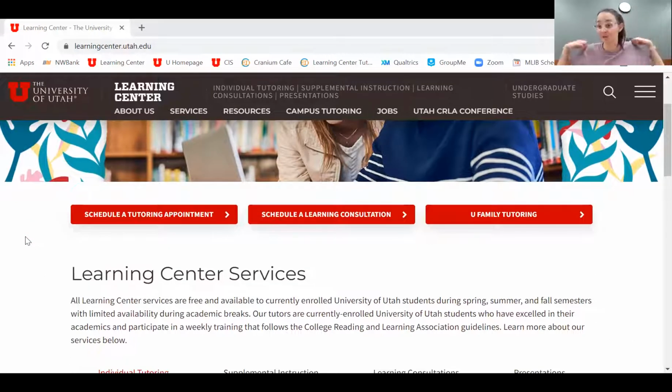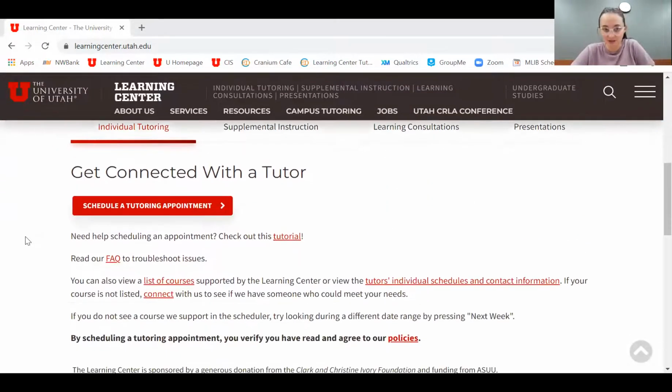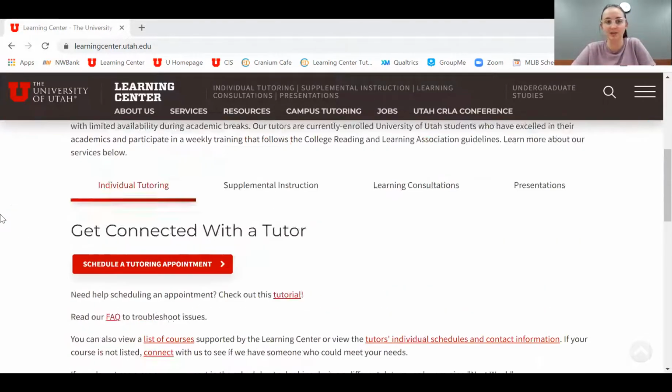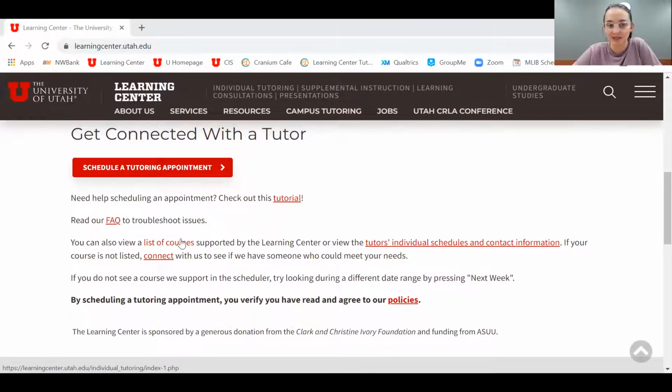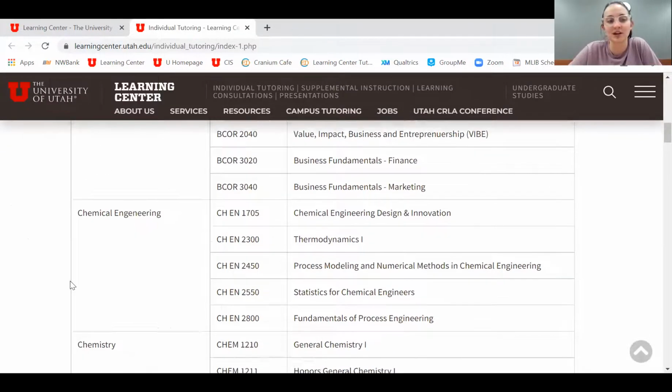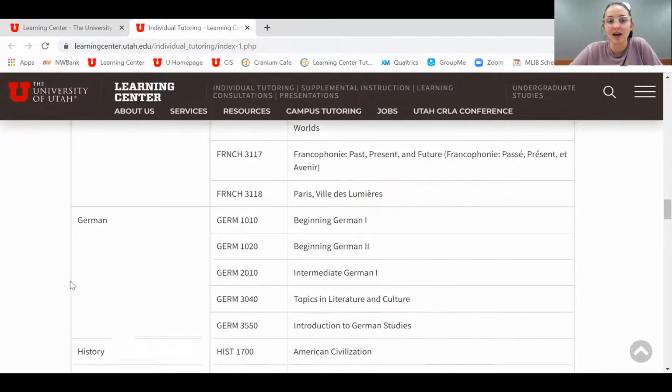The first and most important thing is our individual tutoring. So we do offer tutoring for, I think it's like 150 or 200 courses at the U. You can find information on which courses we have if you go just on our main page. If you scroll down, it says list of courses here. And you can kind of look through, or you can do Control F and try to find whatever it is you're looking for.